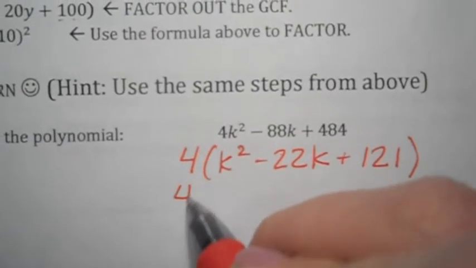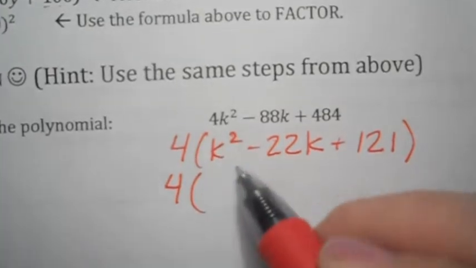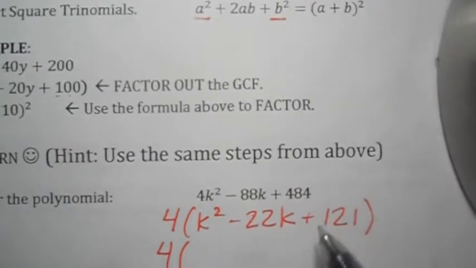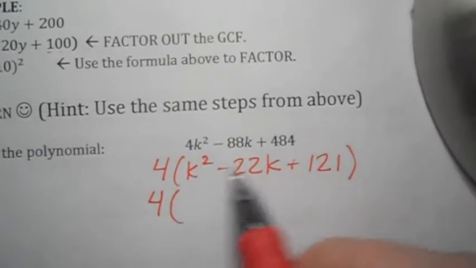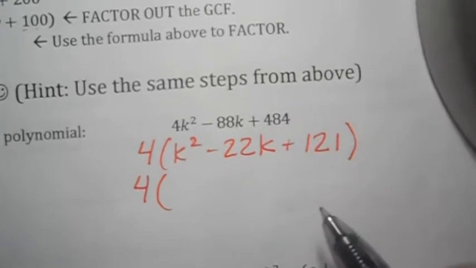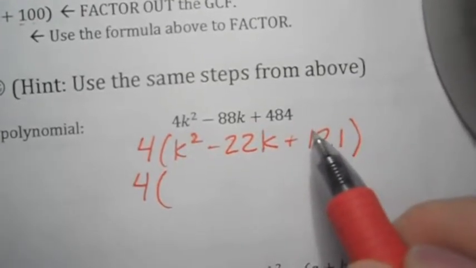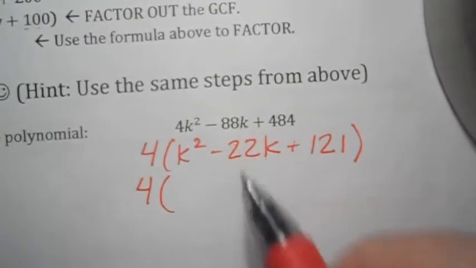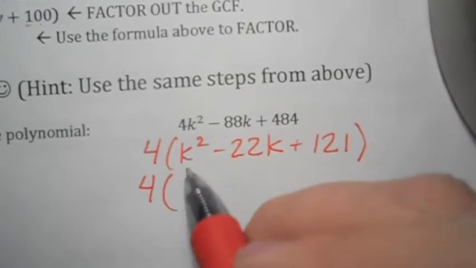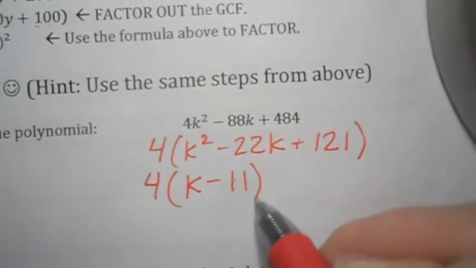Now it's time to see, is that a perfect square trinomial? We have something squared at the beginning, something squared at the end. What are those two somethings? That's a k squared, and that's an 11 squared. Is k times 11, can that be doubled to get 22? Yes, but it's got to be negative. So k minus 11 squared.